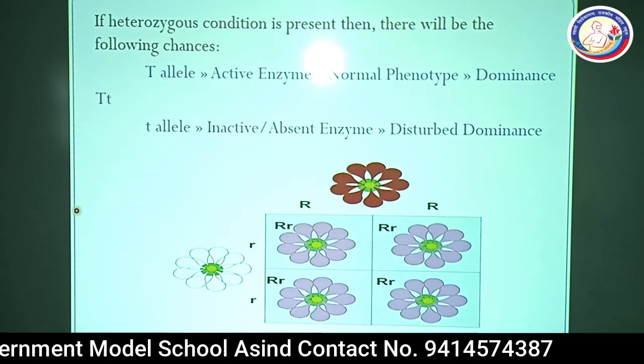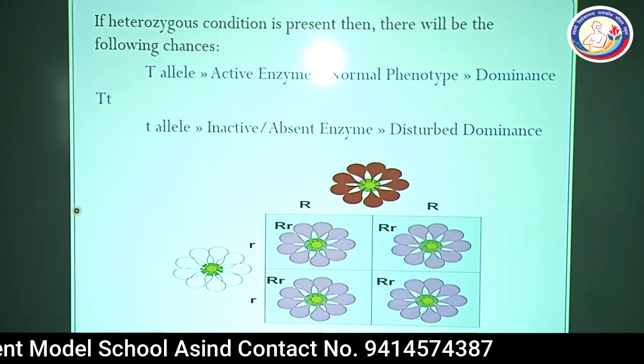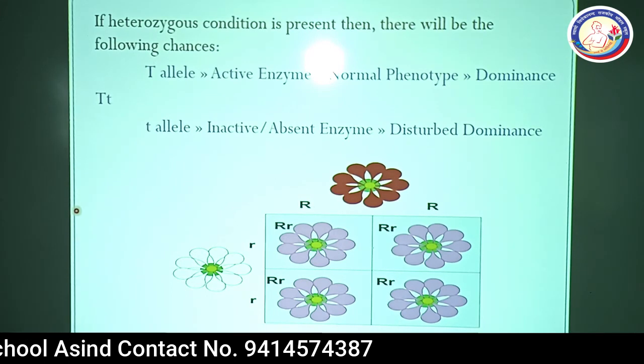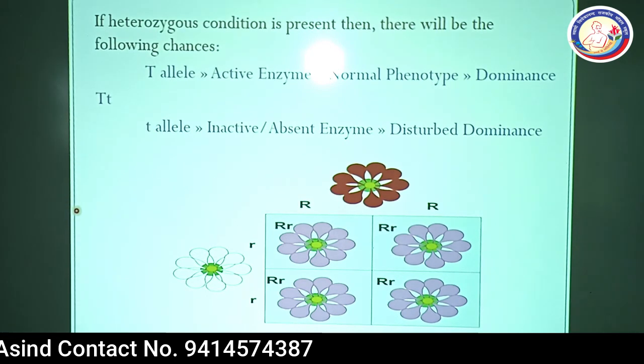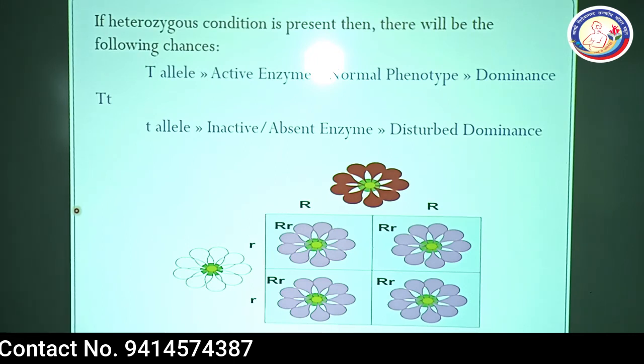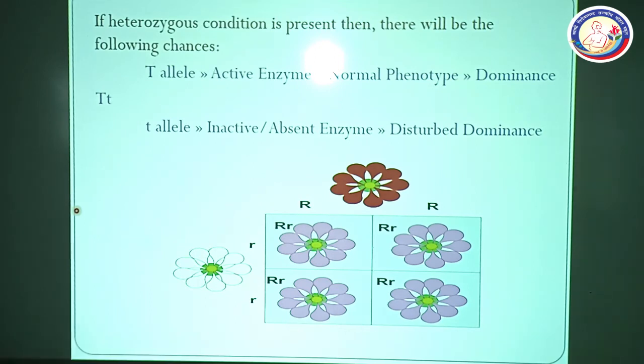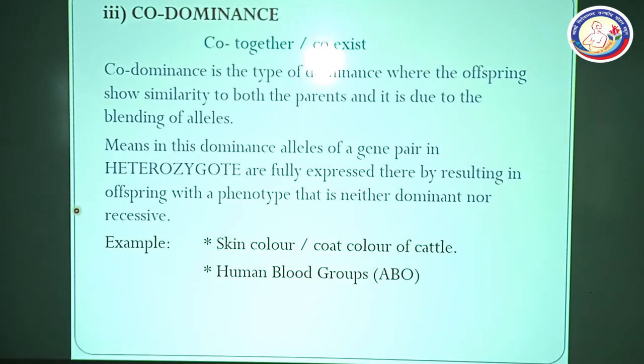So you can see again here there is the red color flower and white color flower, and when it is crossed in the F1 generation, you can see capital R small r, capital R small r, capital R small r, and this is the F1 generation where all the offspring are pink flowered. So you can see the expression in the heterozygous condition. So this is all about incomplete dominance.